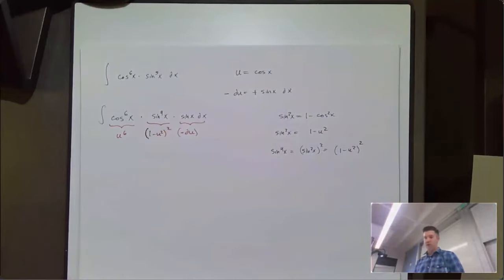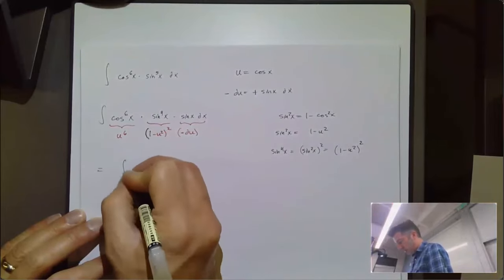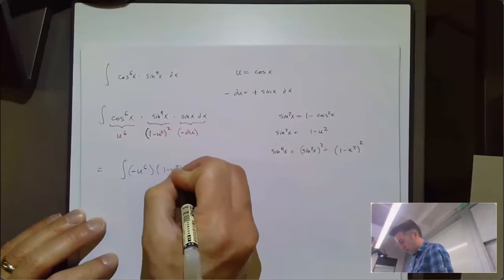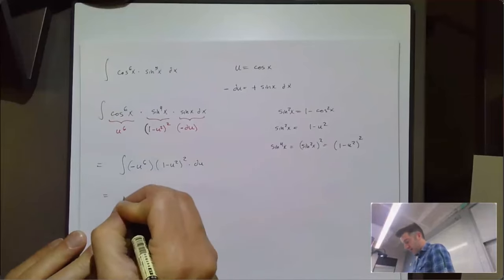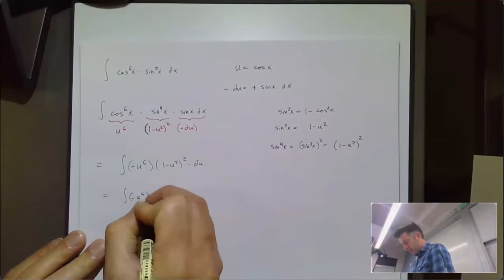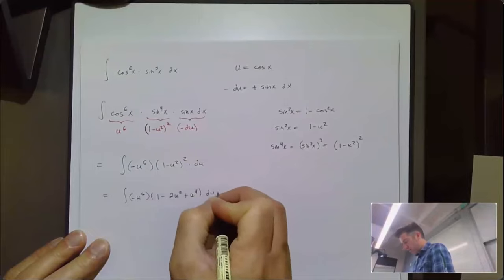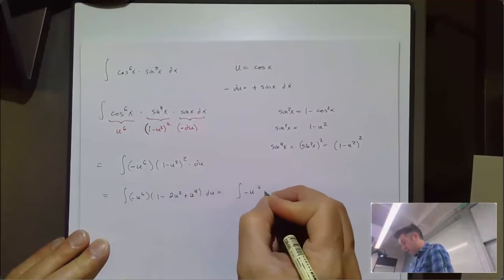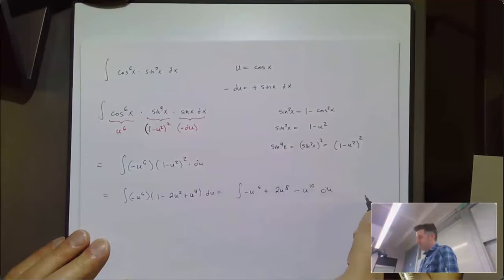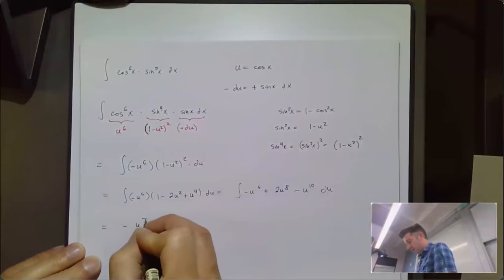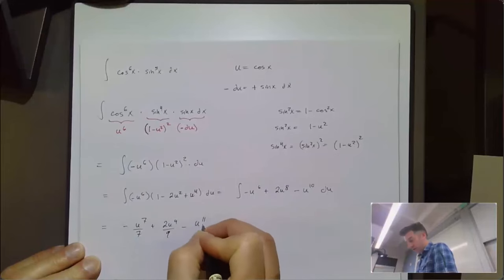And then it just becomes a big algebra problem. So we've got the integral of negative u to the 6th times 1 minus u squared squared. We have to multiply this out. So it's going to be negative u to the 6th times 1 minus 2u squared plus u to the 4th du. And then that's going to be the integral of negative u to the 6th plus 2u to the 8th minus u to the 10th. And then we integrate and we get negative u to the 7th over 7 plus 2u to the 9th over 9 minus u to the 11th over 11 plus c.